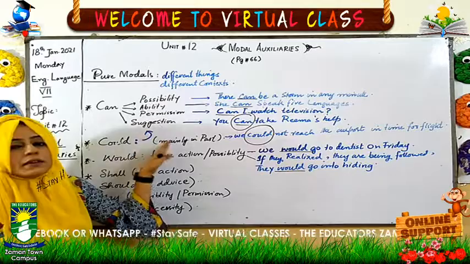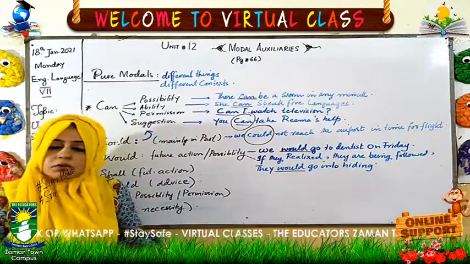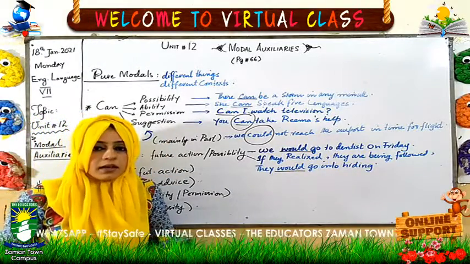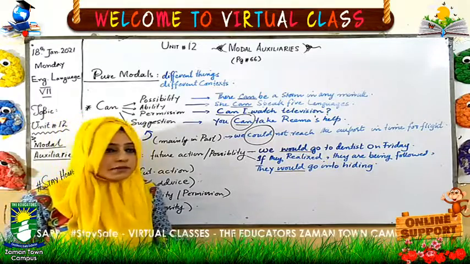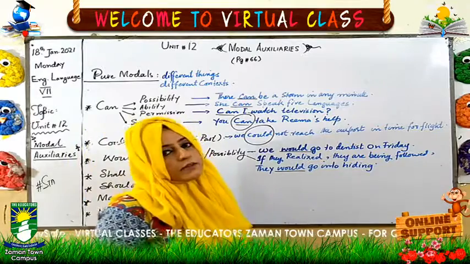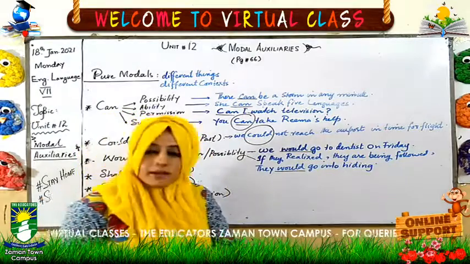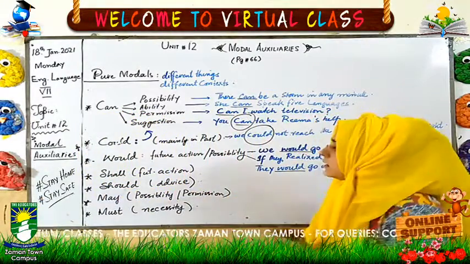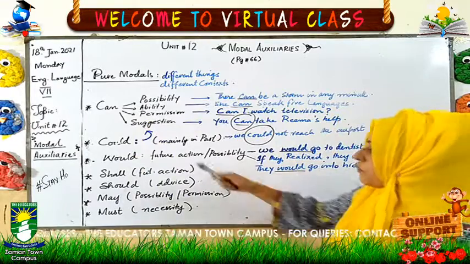But maybe it can be used for "I could do this, but I can't." Okay, so this is mainly about the past. As I have mentioned here in the example, we could not reach the airport in time for the flight. Unfortunately, it has gone away. Okay, now the third one, would.